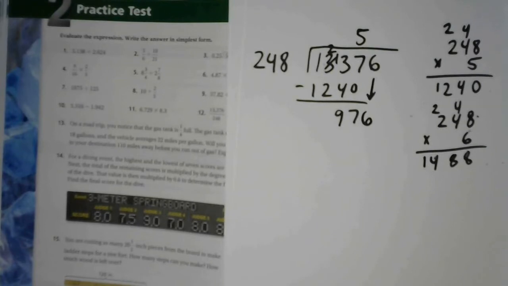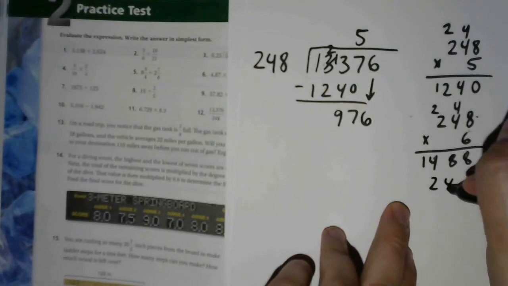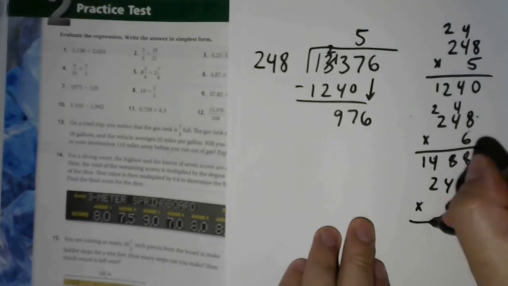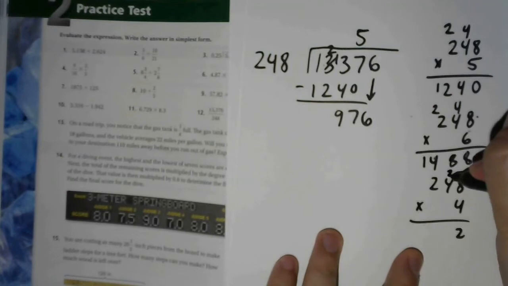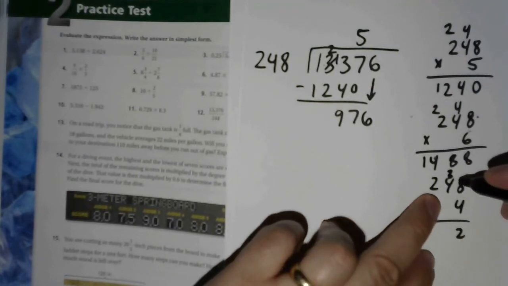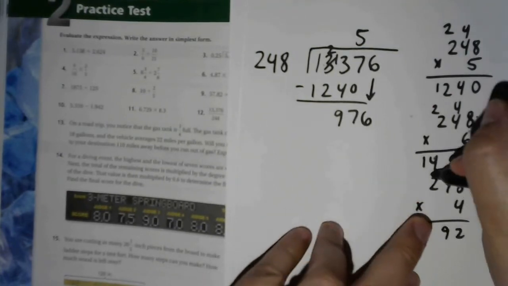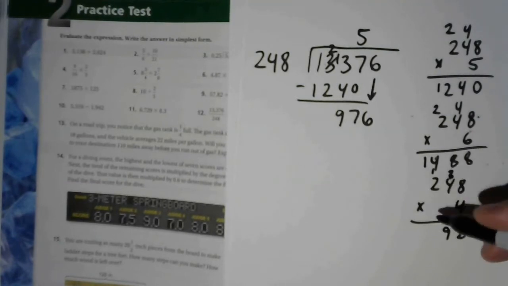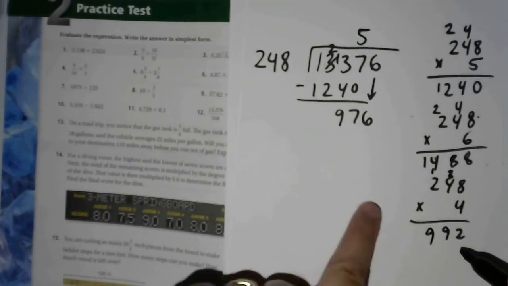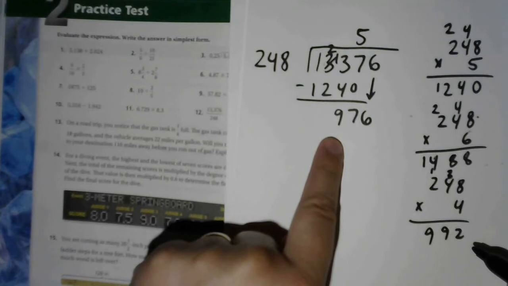It does, but how many times? Well, I know 5 is going to be way too much, right? I'm guessing that 4 might work. Let's try it out. 248 times 4. 8 times 4 is 32. 4 times 4 is 16. 16 plus 3 is 19. And 4 times 2 is 8 plus 1, which is 9. 992. Ooh, I was so close, but I went over.